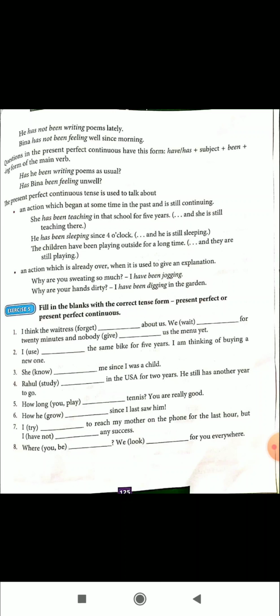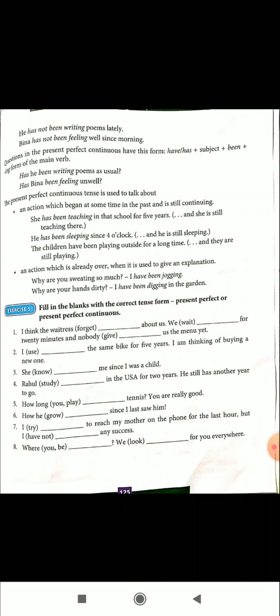Third rule. An action which is already over, when it is used to give an explanation. So, an explanation: why are you sweating so much? We can use present perfect continuous. I have been jogging. Why are your hands dirty? Explanation: I have been digging in the garden.